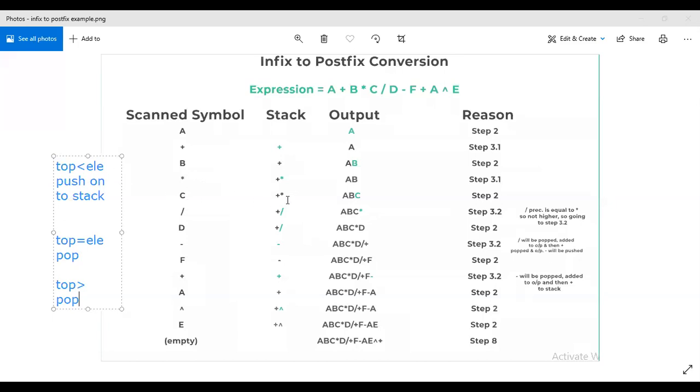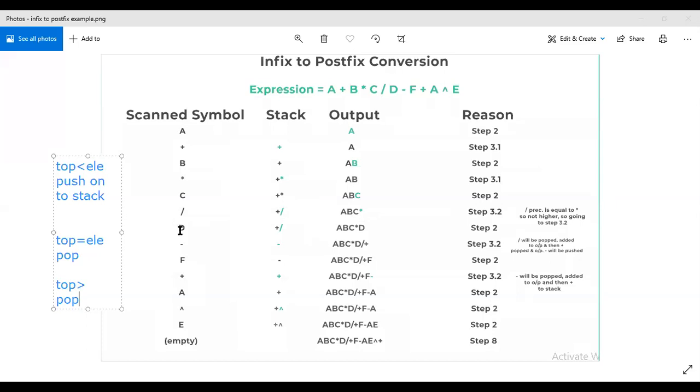Next you can see, C I printed, next slash came. Slash and star both have the same preference. Star is on the top of the stack, and slash is the operator which I scan now. Both have equal preference, so I will pop the operator from the top of the stack. At the time of comparing slash and star, star is on the top of the stack. So I will pop the star, print it as output, and push my slash operator onto the stack.